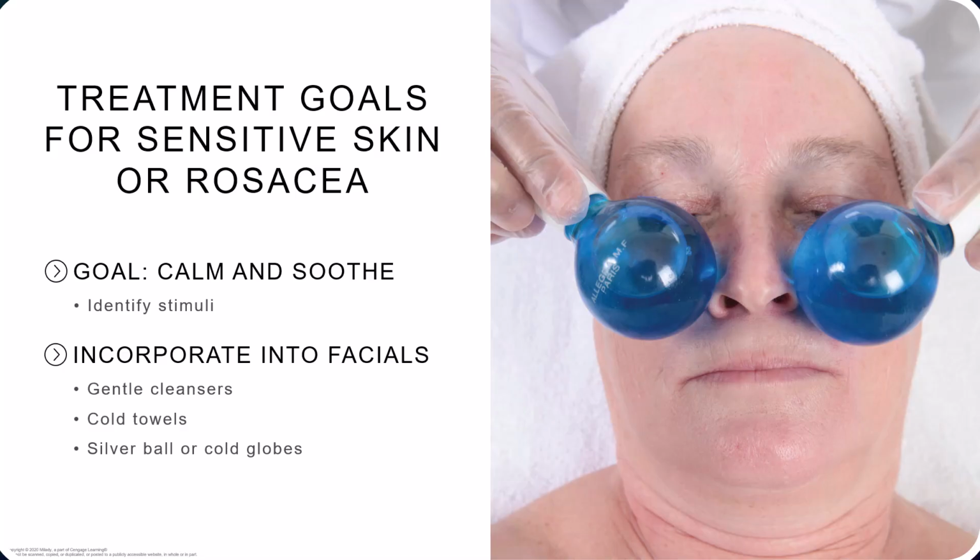Some things that you can incorporate into facials would be to use a gentle cleanser that doesn't strip the skin's lipids and barrier protection. Use cold towels because those are going to be more vasoconstricting, which is just constricting the capillaries and the blood flow. And use an enzyme peel specifically formulated for sensitive skin to gently exfoliate the skin. You can also use a soothing cream or gel mask to help calm and tone down the appearance of redness.